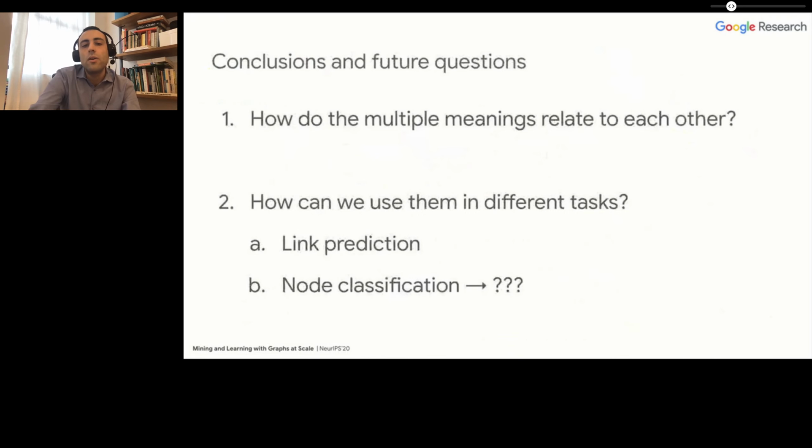So in conclusion, we have seen that using multiple embeddings for one node allows us to understand the different meanings of a node in the context of a graph. And this can be used to do link prediction. As future work, we would like to also apply this to node classification, which is a more challenging task. And we also want to understand better how these meanings of a node relate to each other.